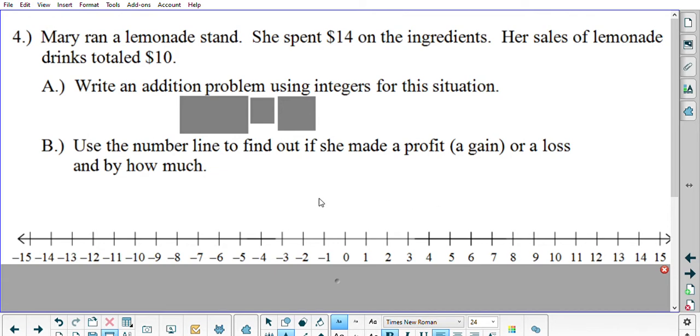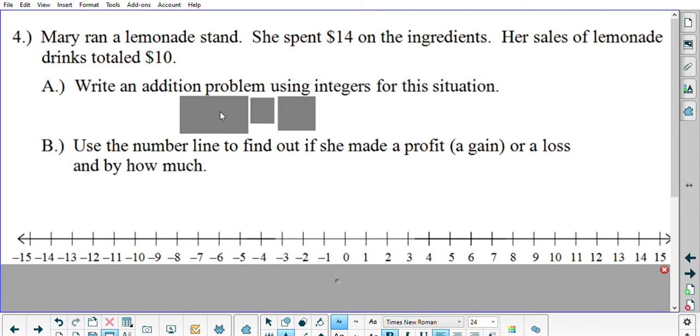All right, I want you to try to do part A on your own. You have to figure out if the money that she spent, the $14 on ingredients, is going to be a positive or negative. And then you have to figure out if her sales of lemonade for $10 is going to be a positive or negative. So make the interpretation for each of those two integers and write down the addition problem for part A. So hit pause, do that quickly, then hit play to see how you did.